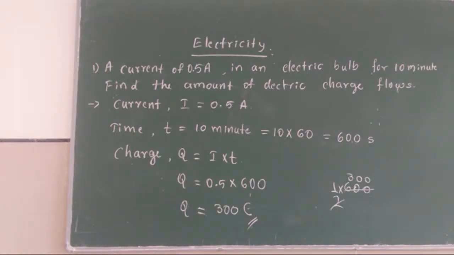So what do you have to do? First step, write the given data. After that, convert all the terms into SI units. After that, substitute the values in the formula and write the SI unit.